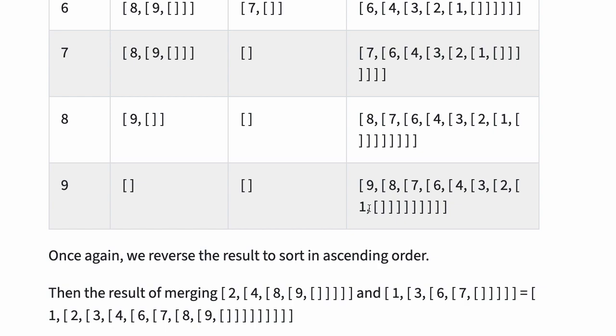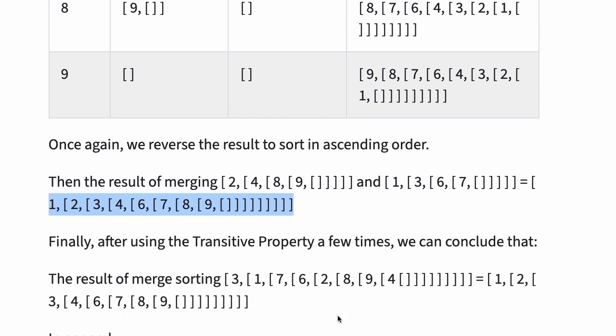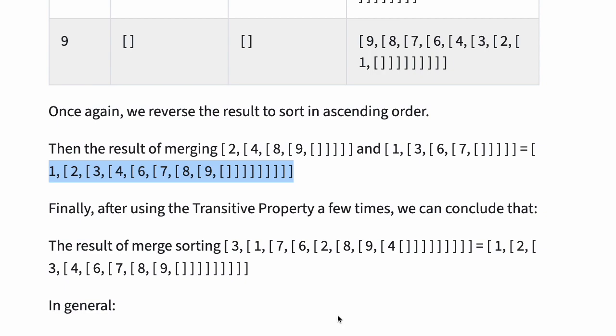Once again, we reverse the result to sort in ascending order. Then the result of merging stacks 2, 4, 8, 9 and 1, 3, 6, 7 is the stack 1, 2, 3, 4, 6, 7, 8, 9. Finally, after using the transitive property a few times, we can conclude that the result of merge sorting stack 3, 1, 7, 6, 2, 8, 9, 4 is the stack 1, 2, 3, 4, 6, 7, 8, 9.